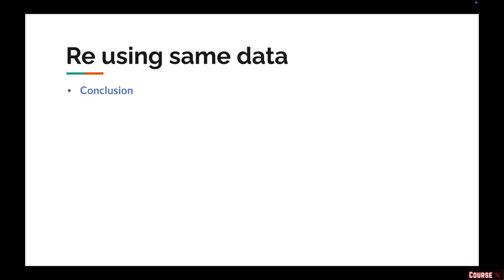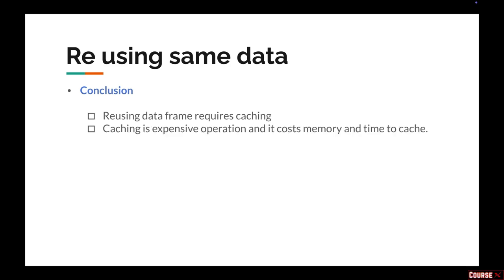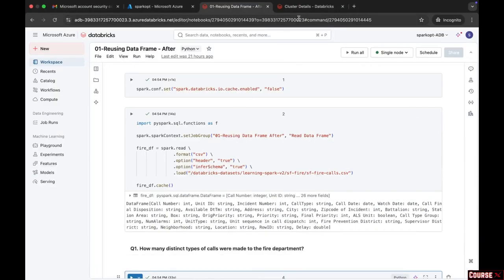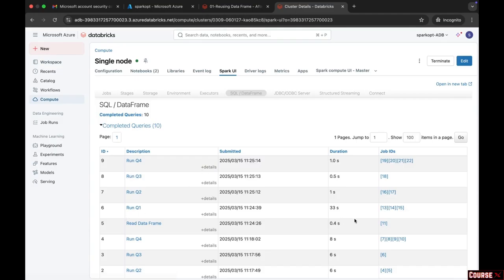So what is the conclusion here? The conclusion is reusing a data frame requires caching. If you want to reuse a particular data set or data frame multiple times in your application, you need to cache it explicitly. Caching is an expensive operation, and it costs memory and time to cache. As we have seen, caching data took 33 seconds here, so it is an expensive operation.